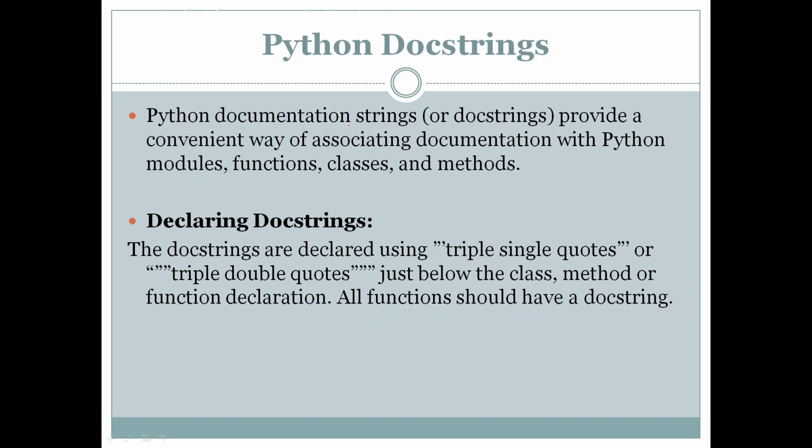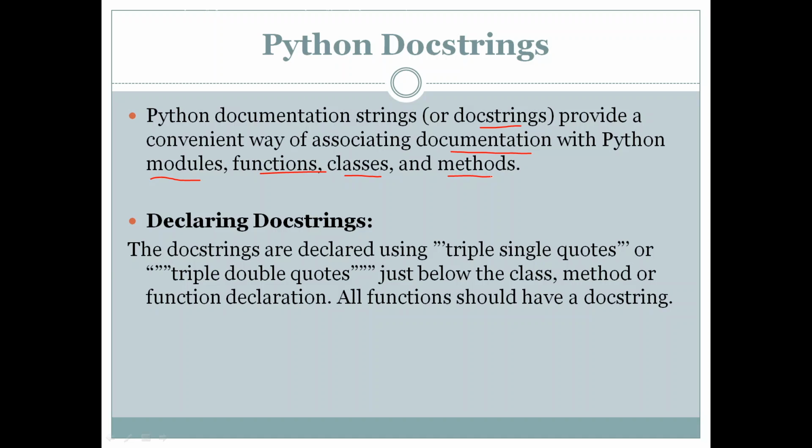Python documentation strings, or DocStrings, provide a convenient way of associating documentation with Python modules, functions, classes and methods. That simply means we can add some documentation with the functions, modules, classes and methods, and this documentation is useful for the one who wants to use these functions, modules, classes and methods.